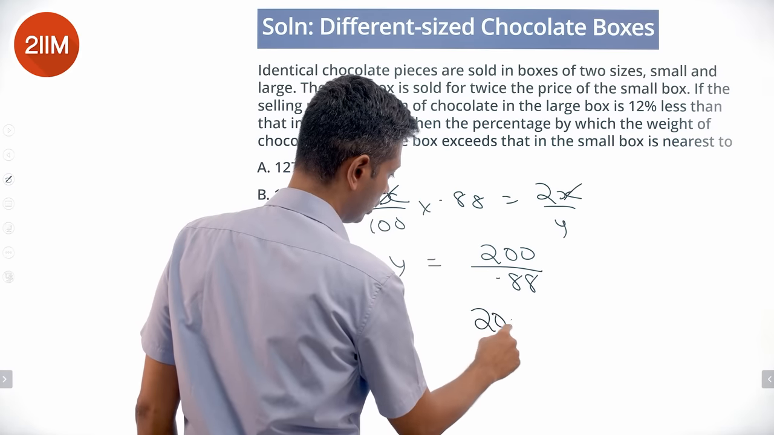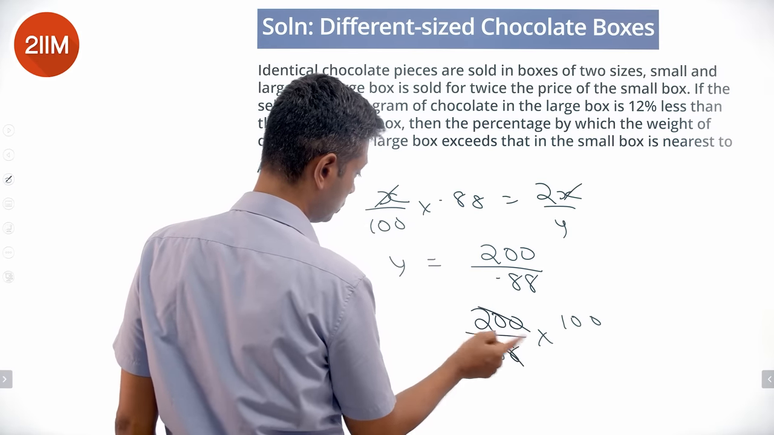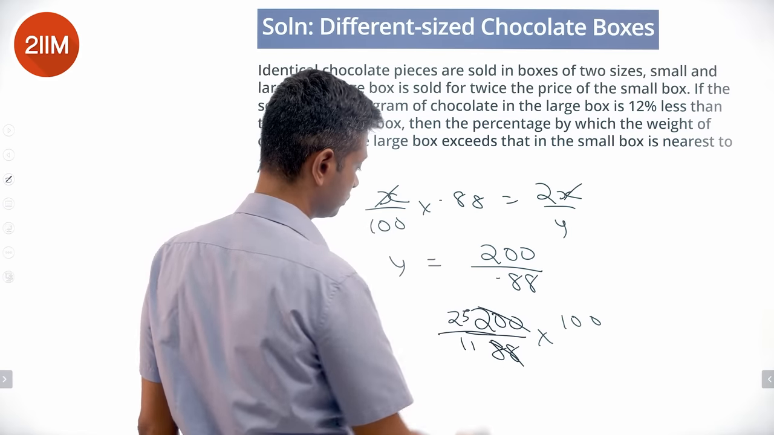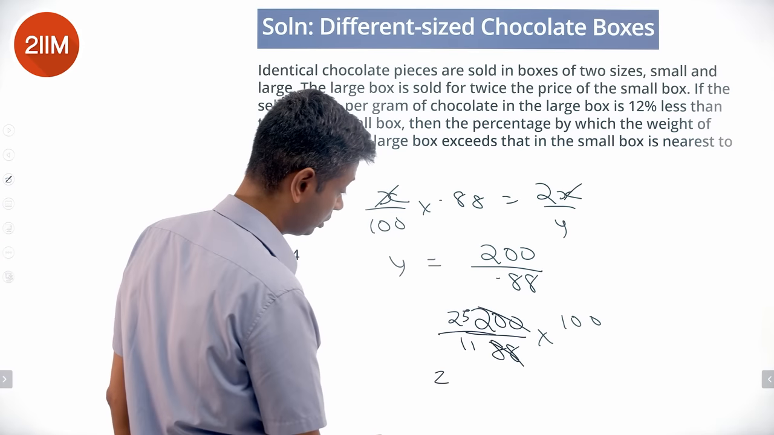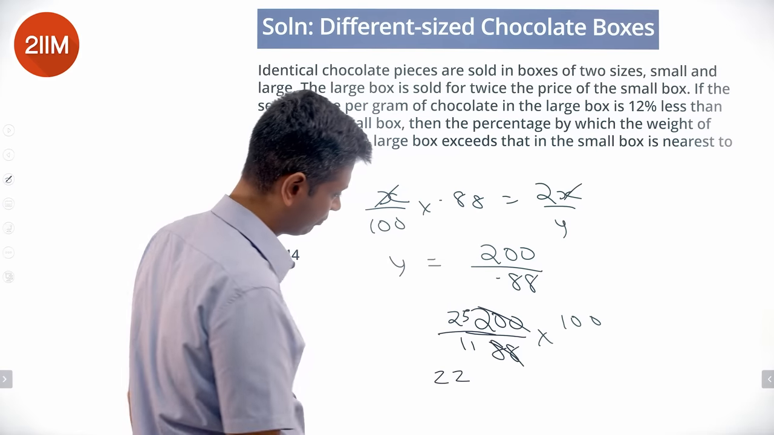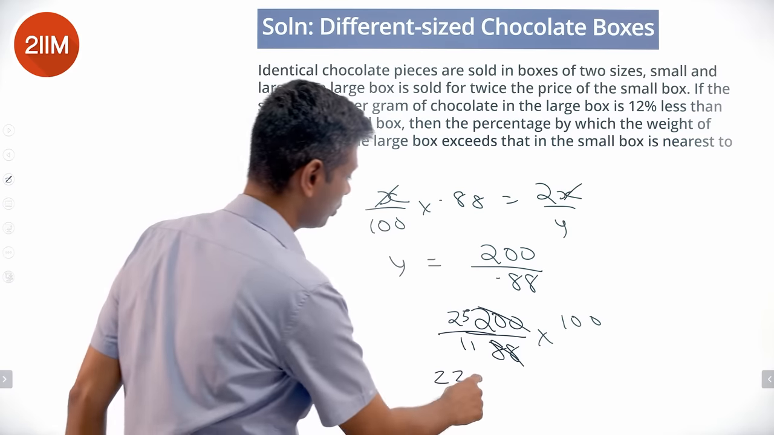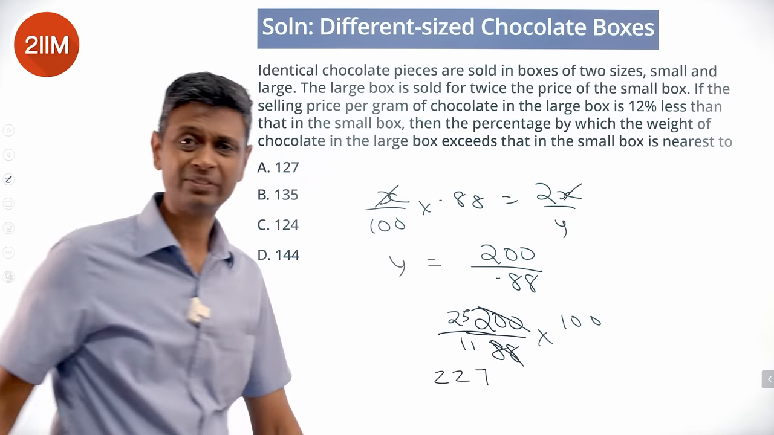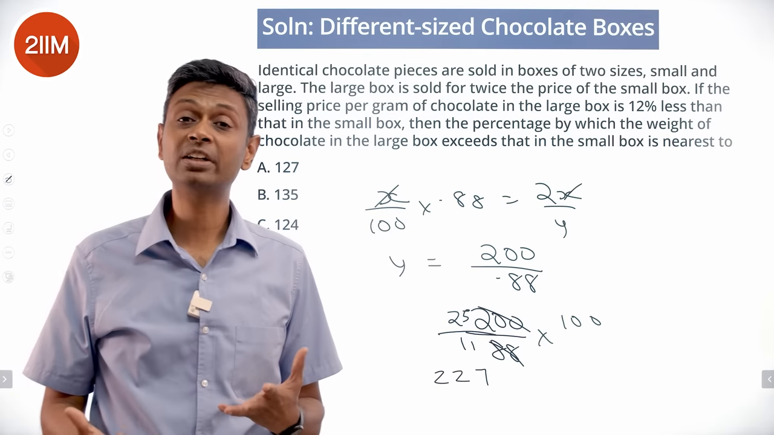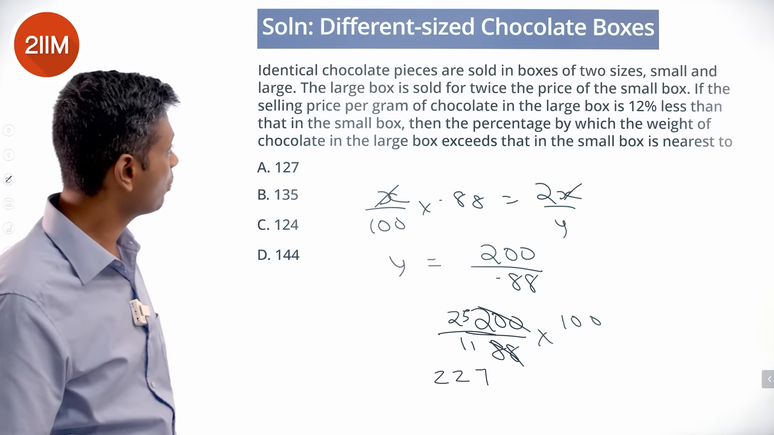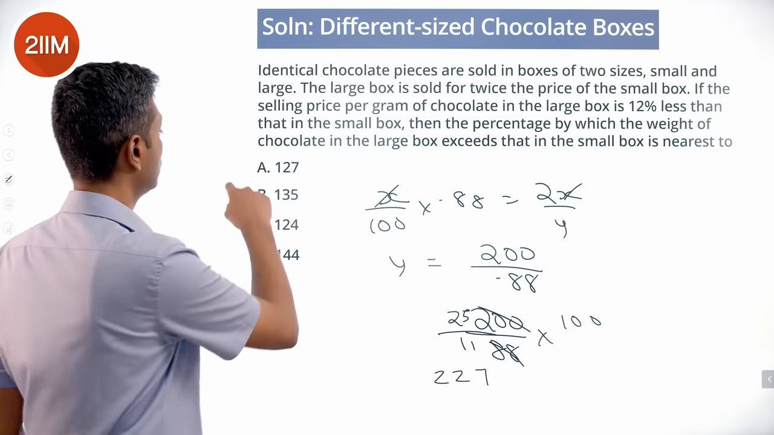or 200 by 88 into 100, 100 by 44, 50 by 22, 25 by 11. 25 by 11 into 100: 25 by 11 should be, it was 2 times, 3 by 11, another 2 times, 30 by 11, 22 goes off, another 7, 22.7, so somewhere around 227, that's what this number should be, 2.27, 227. So the large box is 2.27 times the small box, right? So by what percentage? The percentage by which the weight of the chocolate in the large box exceeds that of the small box is 127%.